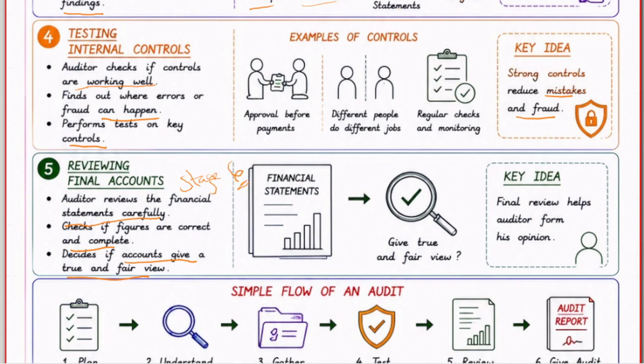Okay, like stage 6. So give true and fair view. Final review helps auditor form his opinion, which is stage 7. Okay, and reporting it is stage 8. So that is the simple flow of an audit.